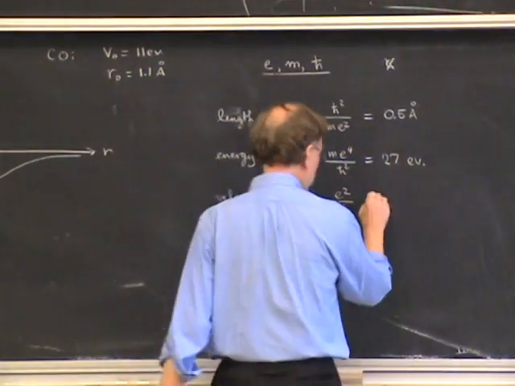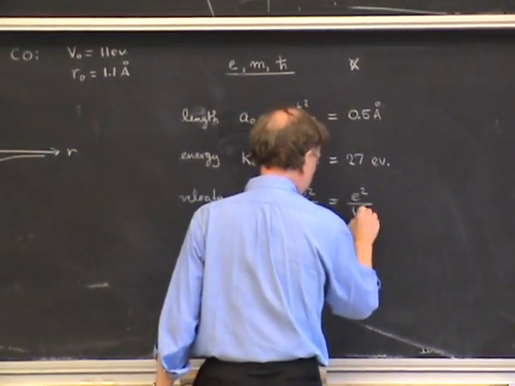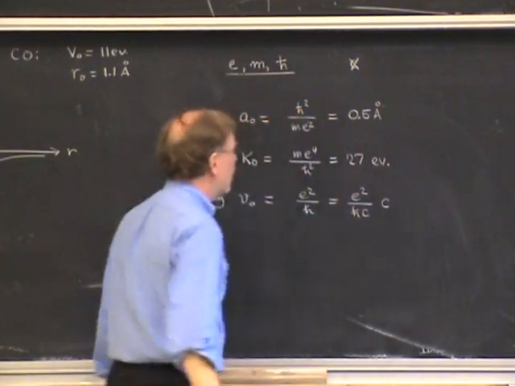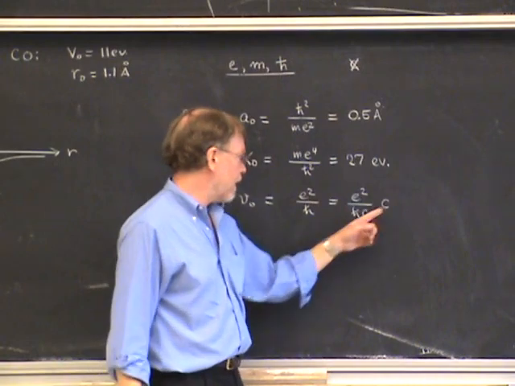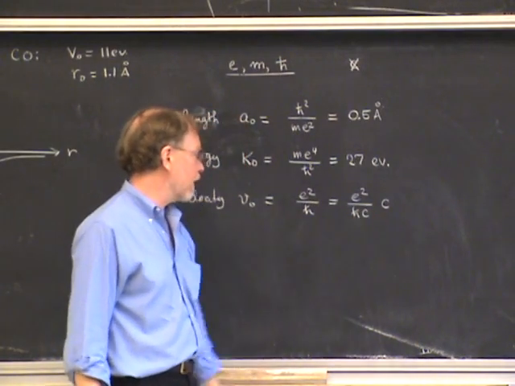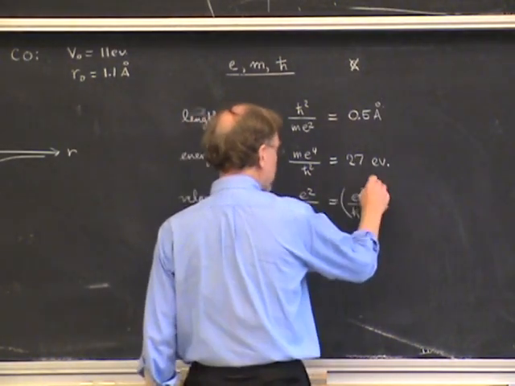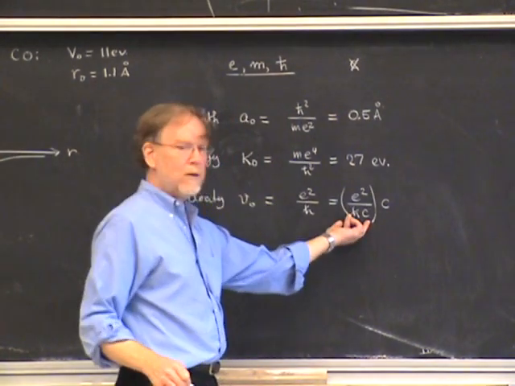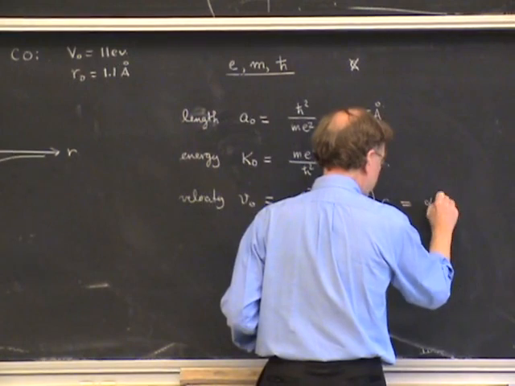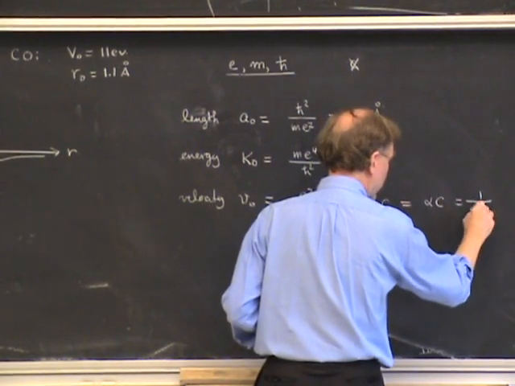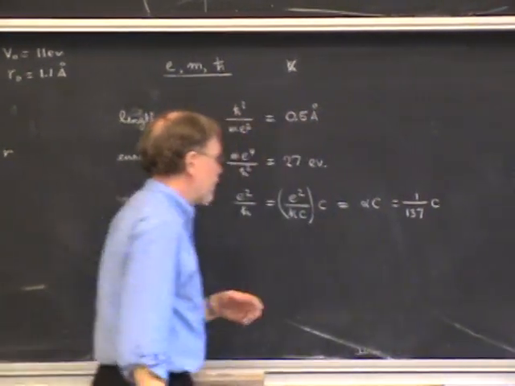I'm going to take this e squared over h bar and write it as e squared over h bar c times c. I said a moment ago the speed of light is not on the list, but I multiplied and divided by it, so c is really not there even now. But it's still useful to write it that way because e squared over h bar c is the fine structure constant. And you can see that this turns into alpha times c, which is the same thing as 1 over 137 times the speed of light.